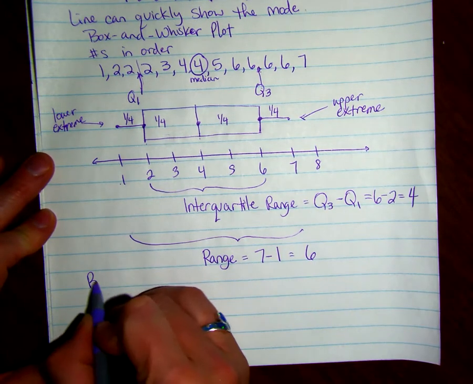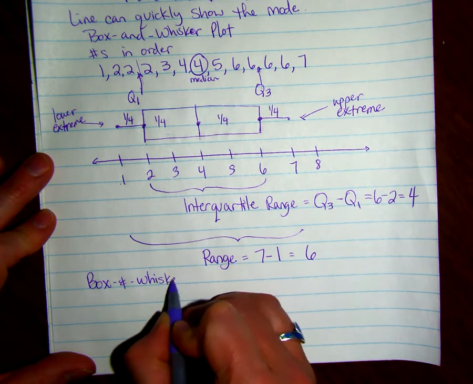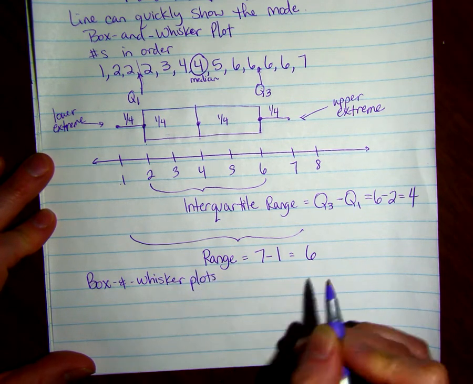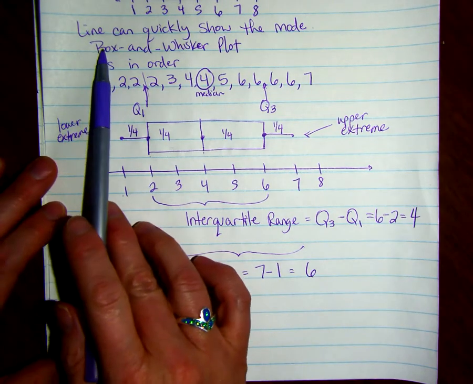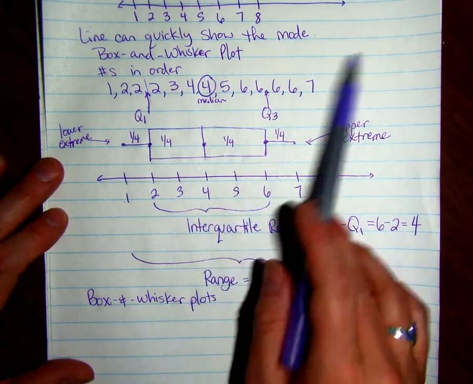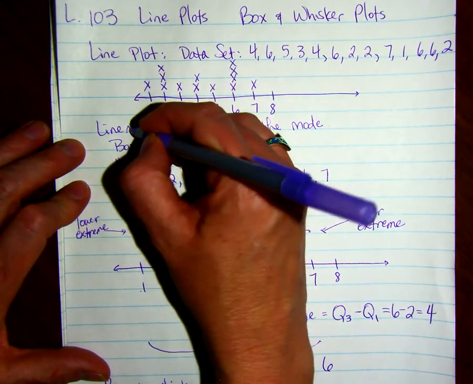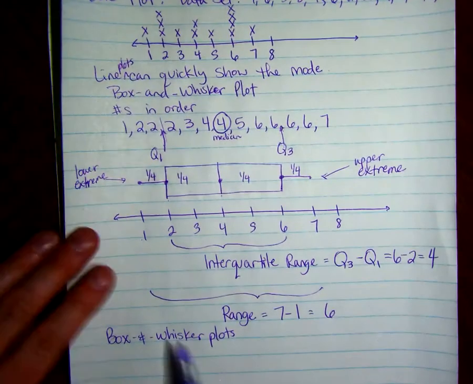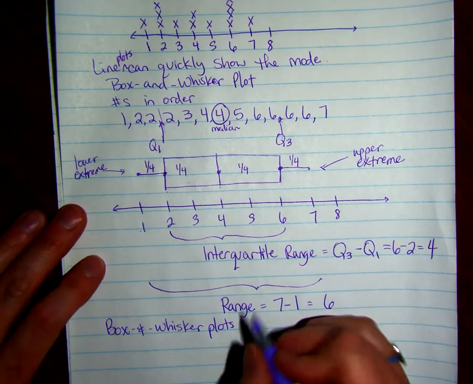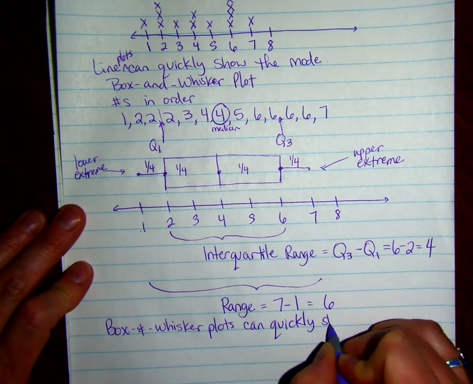The box and whisker plots quickly show us the median. So remember, up here we said the line plots can quickly show the mode. I should write the word plots right here. I forgot. So come on, way back up here and write plots. Line plots can quickly show the mode. Box and whisker plots can quickly show the median.